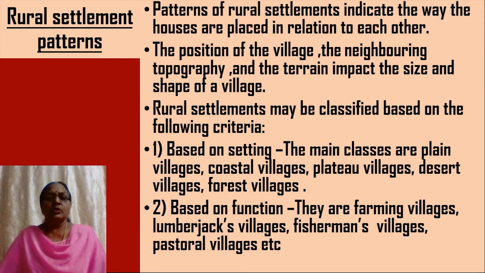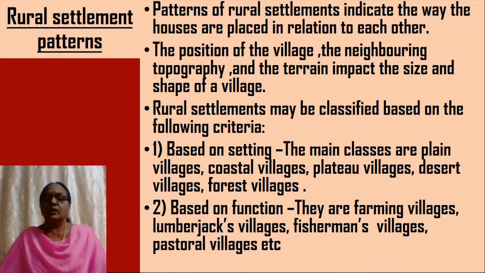Next we come to rural settlement patterns. Patterns of rural settlements indicate the way the houses are placed in relation to each other. The position of the village, the neighboring topography and the terrain impact the size and the shape of a village. So what exactly impacts the size and shape of the village? It is the position of the village and also the topography and the terrain of the region.